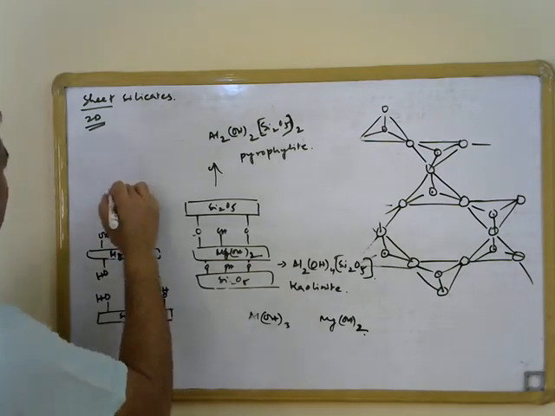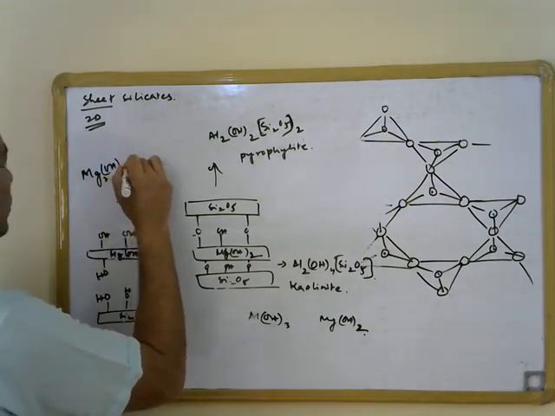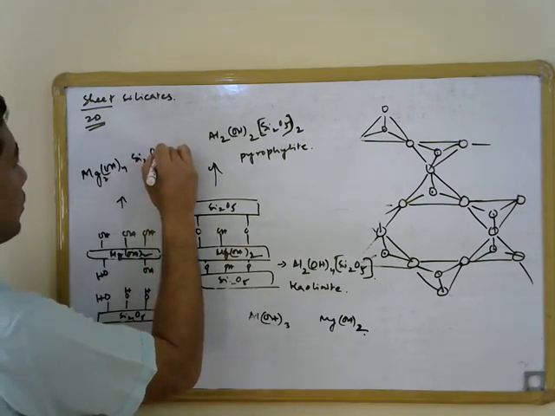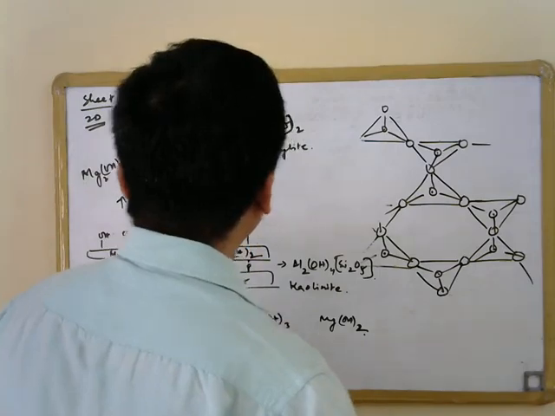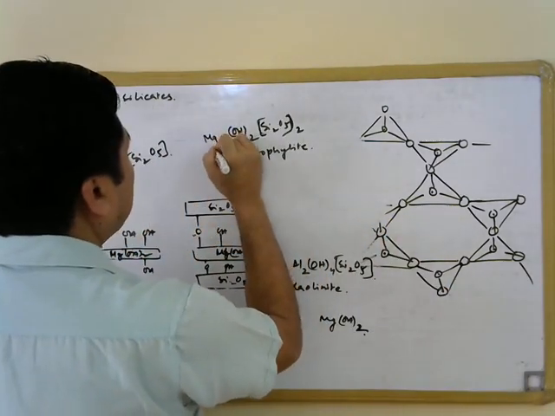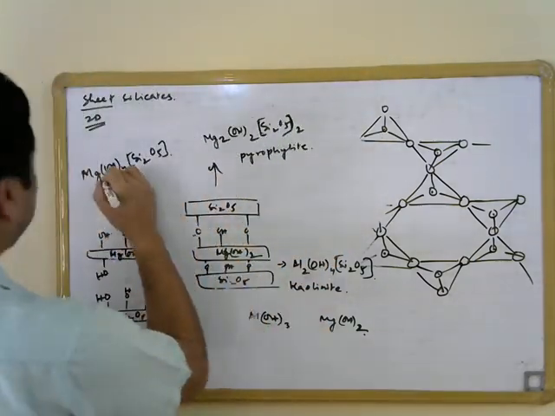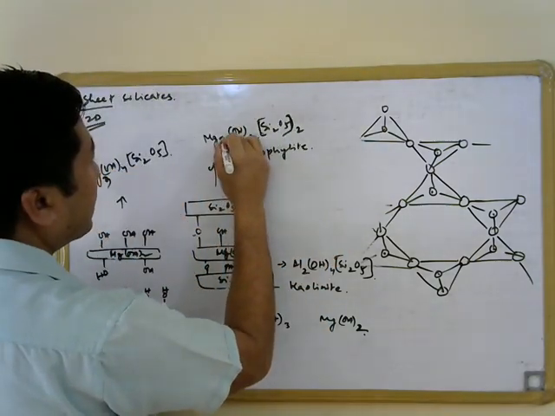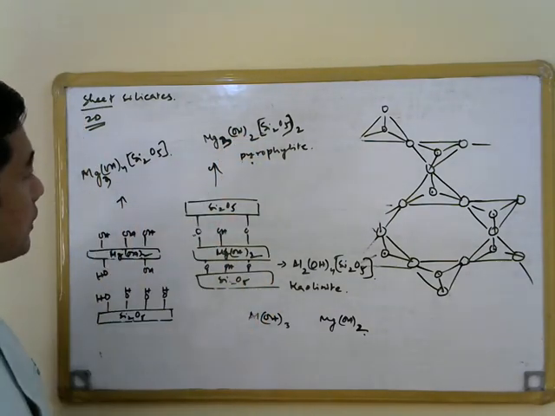So in this case, the formula is Mg2OH4 Si2O5. This is the formula, and in this case, the formula is going to be Mg3. Here it is Mg3 because magnesium is a divalent metal ion, so it is going to be Mg3.